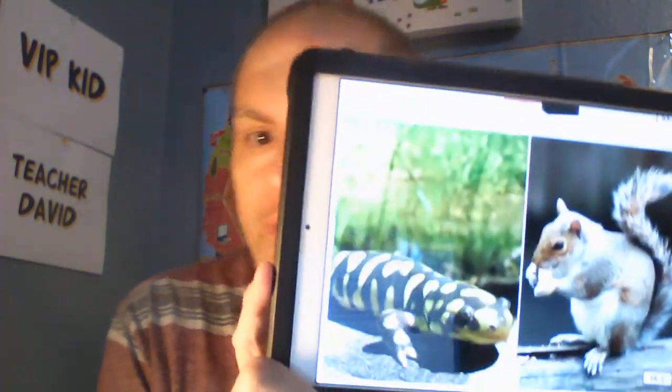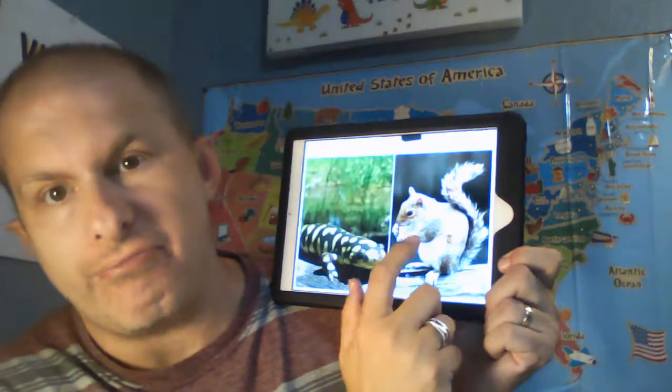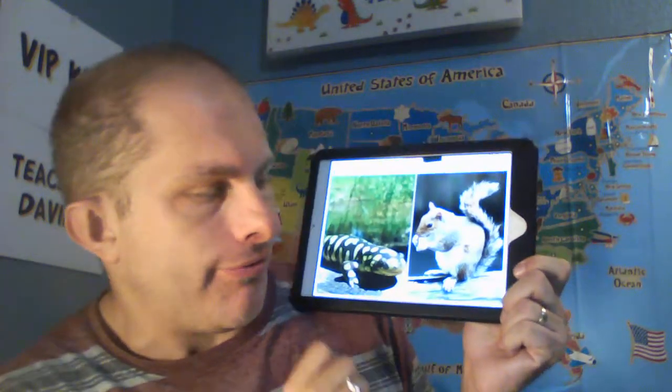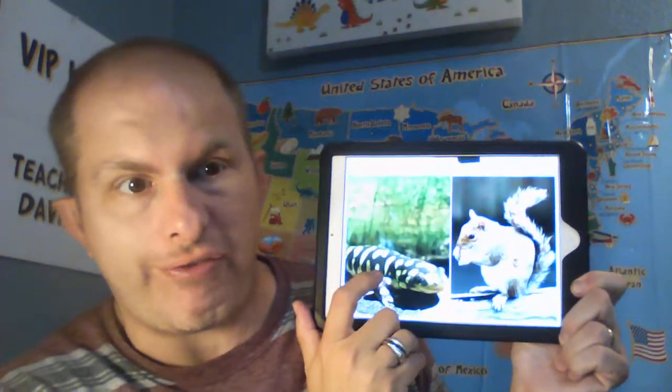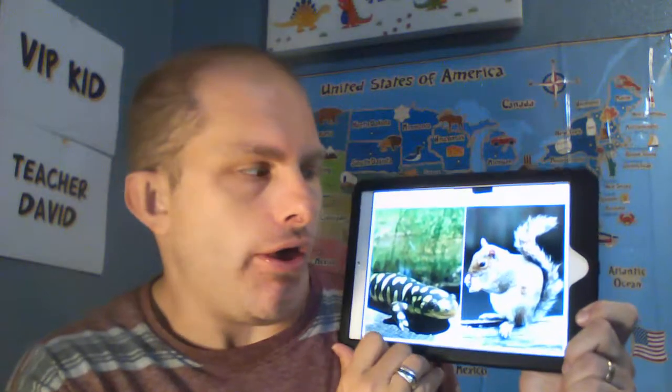Live birth versus laying eggs. See, these guys are born live from their mamas. These ones are born out of eggs, which we'll talk about later. Lungs versus gills, that's important. Diet, obviously diet, very important. All those things we will discuss as we learn more.